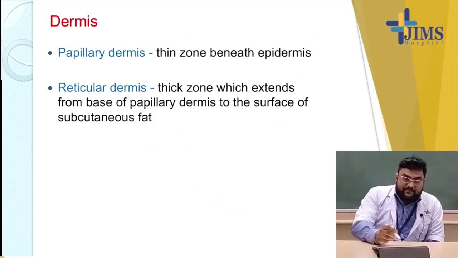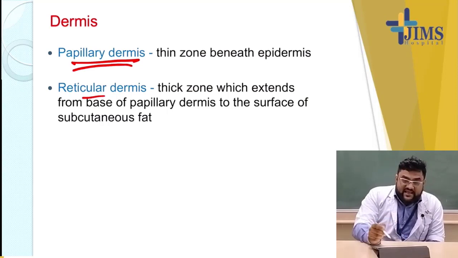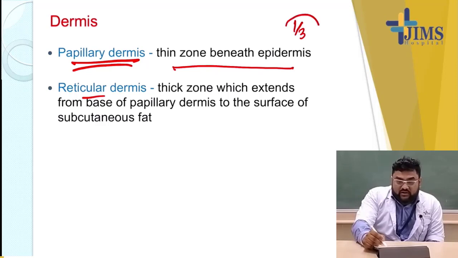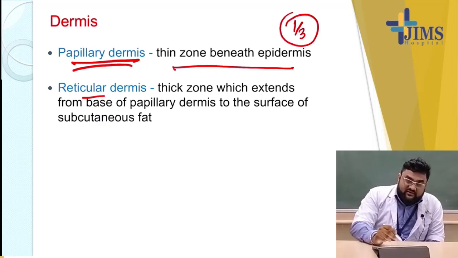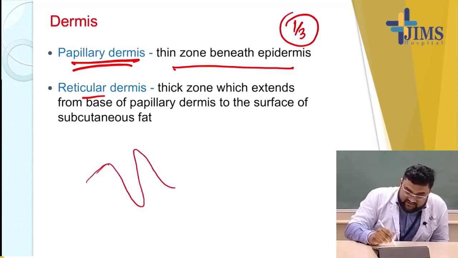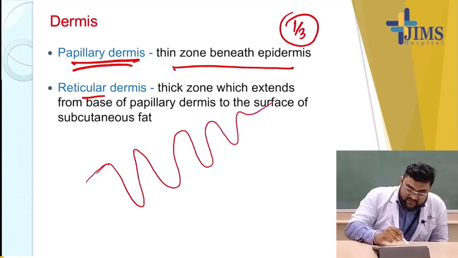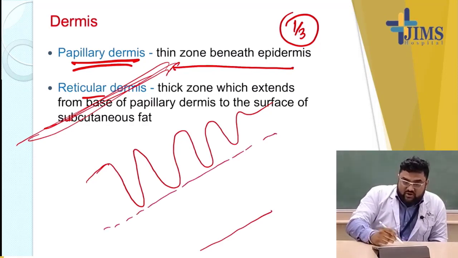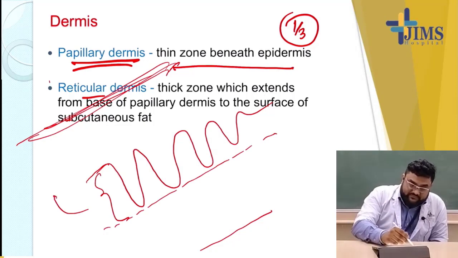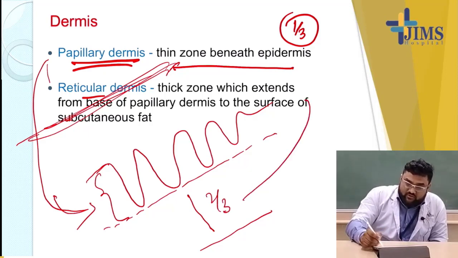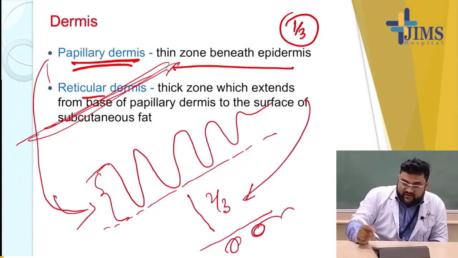Now coming to the dermis, we have the papillary dermis and the reticular dermis. The papillary dermis is a thin zone beneath the epidermis and is only 1/3 of the total dermis. The reticular dermis, now see the picture. In the basal layer, we have these big rete ridges. You consider the picture. Above this is the epidermis, and below it is the dermis. So this part is the papillary dermis. And below this, the 2/3 part is the reticular dermis. And below this is the subcutaneous fat.